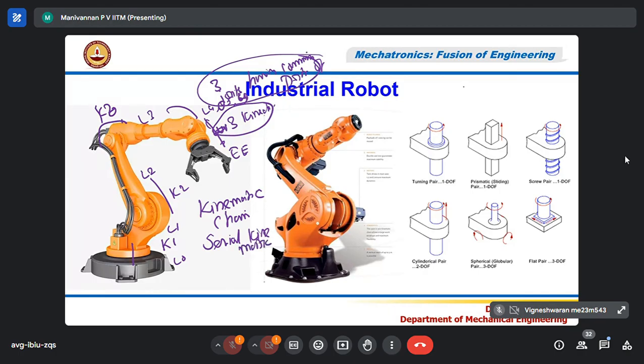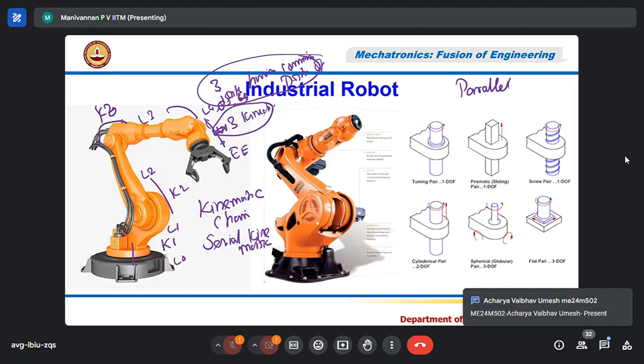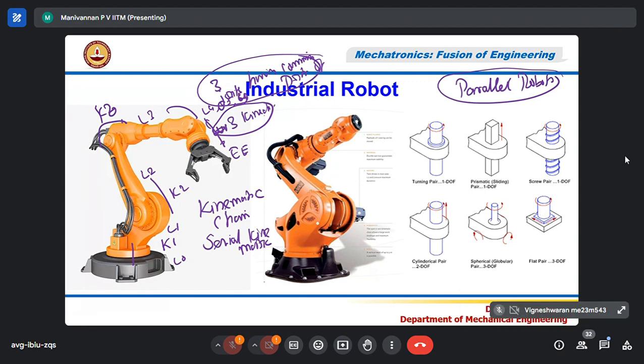There are parallel robots also. I am not going to discuss them; that is a separate course. Parallel robots are there, correct? There, the end effector will be connected to multiple kinematic chains, something like this. This is one part, this is the top part. This is a parallel robot.